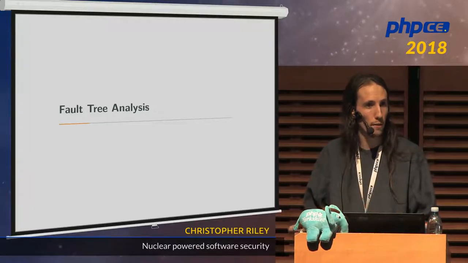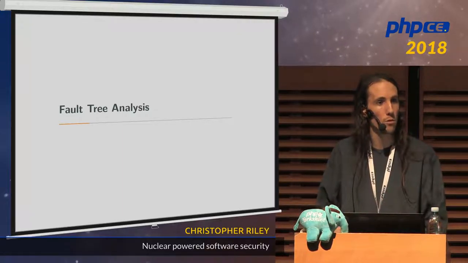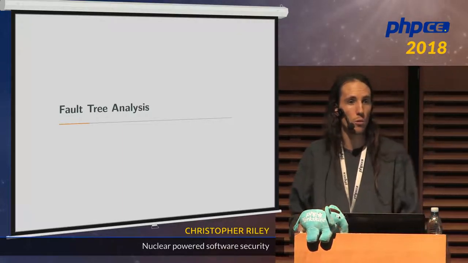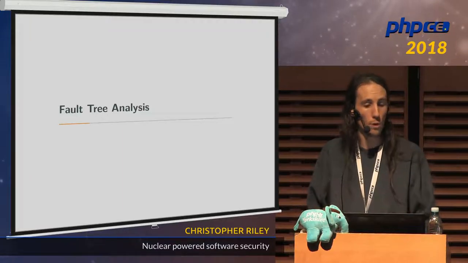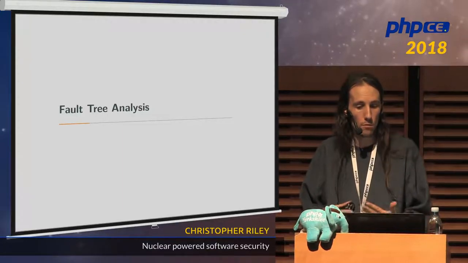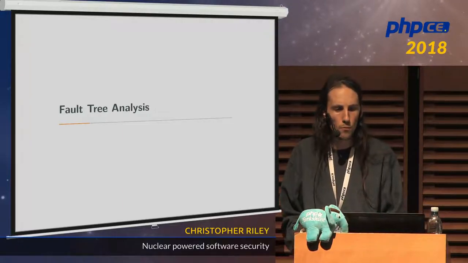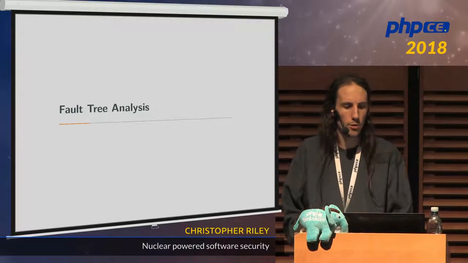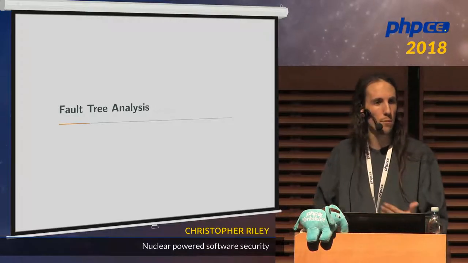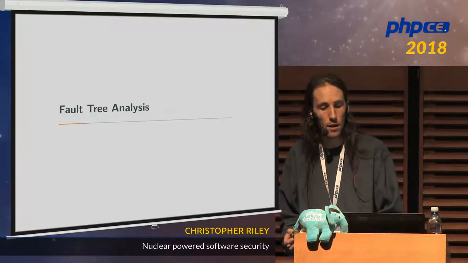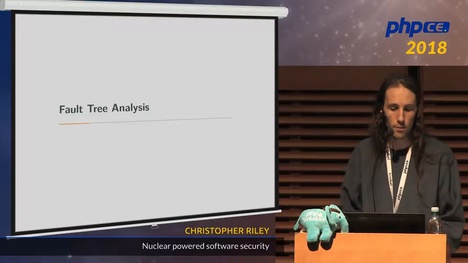If cooling fails, if the pumps that pump the water around the plant that keeps it cool fail and they stop pumping water, we could end up in a situation where that plant overheats and melts down. In doing these two steps, we've already taken the first step towards the first technique I'm going to look at today, which is called fault tree analysis.